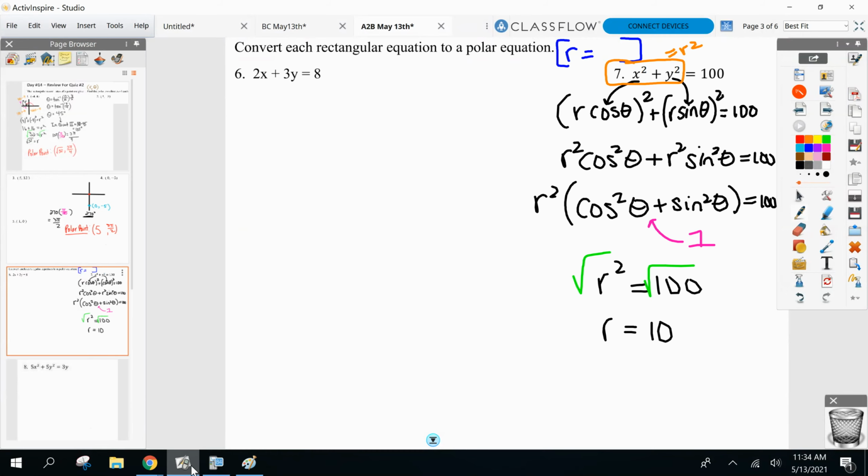Now, tomorrow, will you please take advantage of it? Honestly, when you sign off tomorrow, what else do you have going on in your life? Can you please go to Desmos, plug in x squared plus y squared equals 100, and in the other graph, plug in r equals 10 and make sure they're both the same.